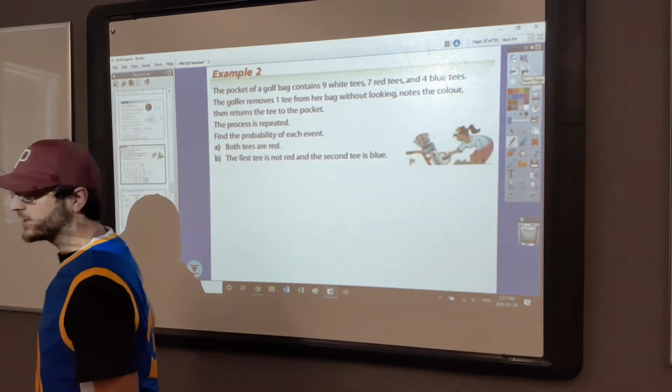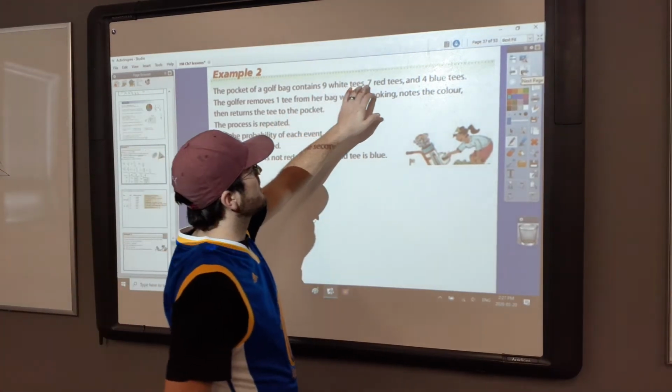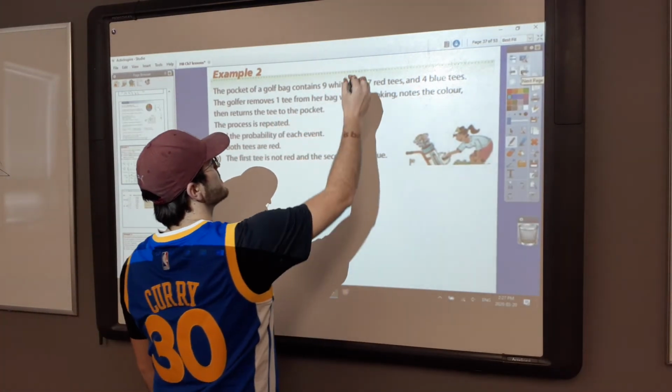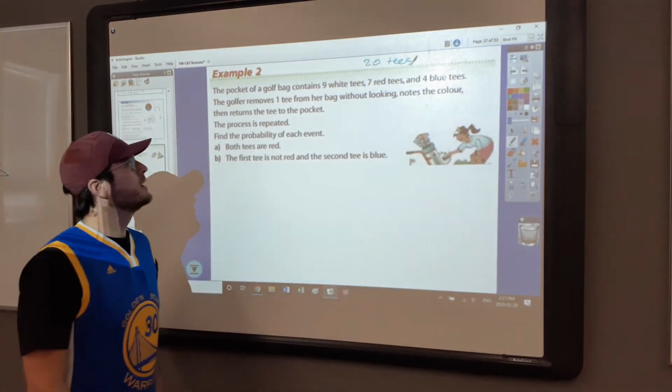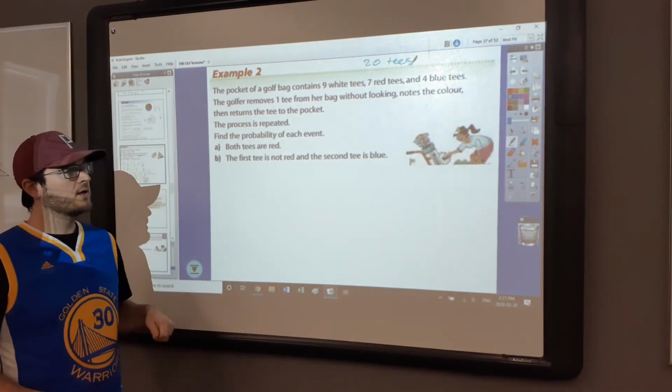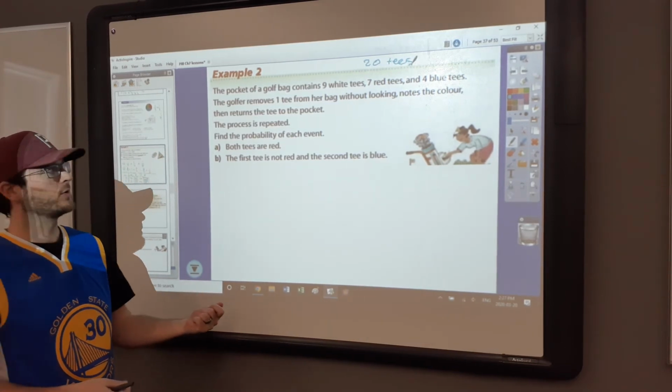Okay, this one we start to get into bigger numbers. We have a bunch of tees in a golf bag, so 9, 7, 4, so that adds up to 20 tees altogether. A golfer takes one out of the bag, looks at what color it is, and then puts it back in. And then he does it again, pulls another one out.